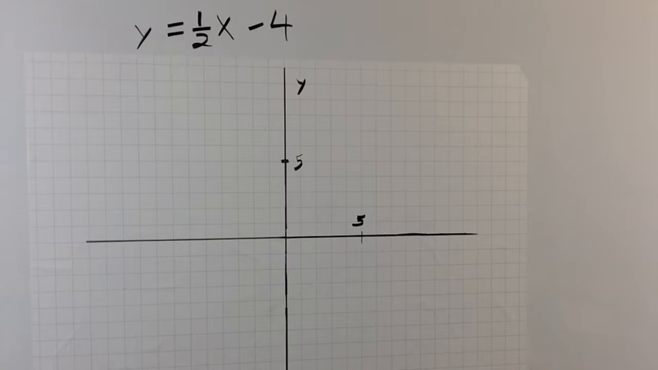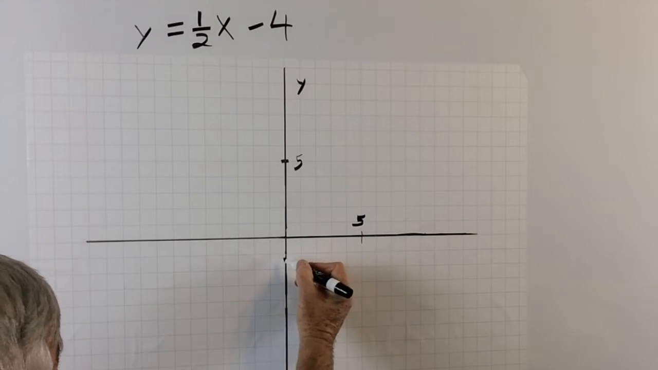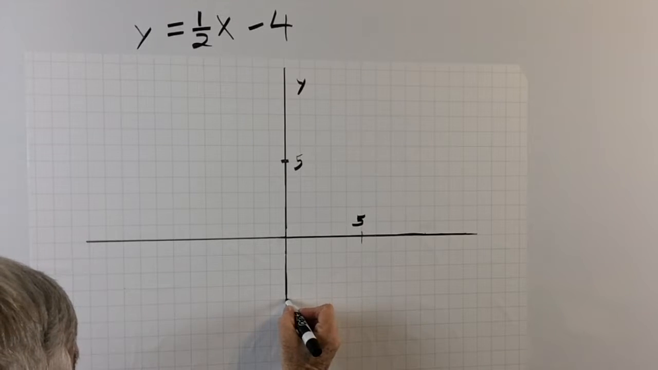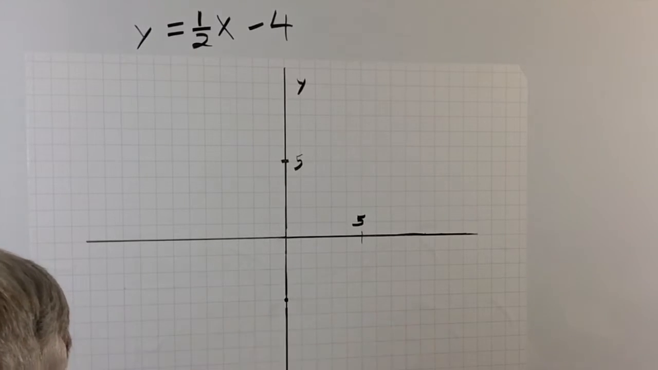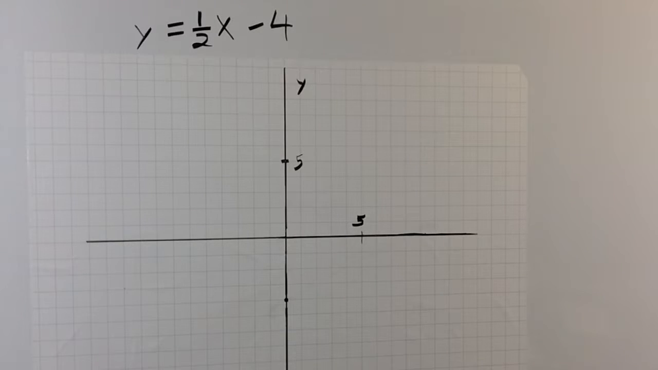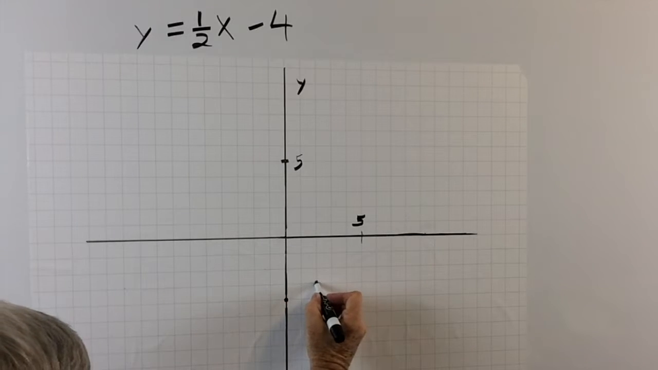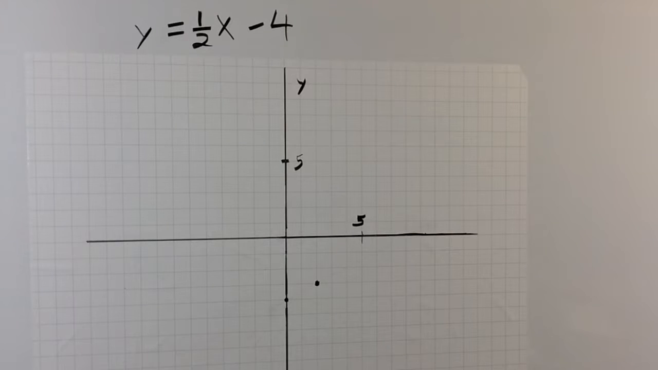So the first thing we're going to do is mark the y-intercept. The y-intercept is negative 4. So let's come down negative 4 from the center axis and mark that spot. 1, 2, 3, 4 in the negative direction. And the slope equals 1/2, which means we're going to rise 1 and we're going to run 2. So from the y-intercept, let's rise 1 and run 2. Rise 1, run 2.